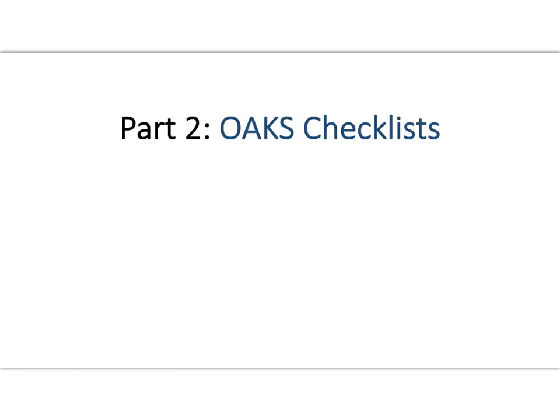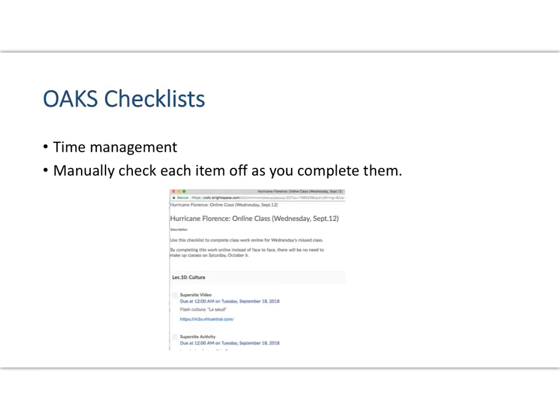Okay, so now we're going to talk about the OAKS checklists. These are basically designed for you to manually check off each task that's assigned as you complete them. So they're just designed to keep you organized. It's nice to have something that you can look at to make sure that you know exactly what you need to do and when it's due, and it's nice and organized in a list format.